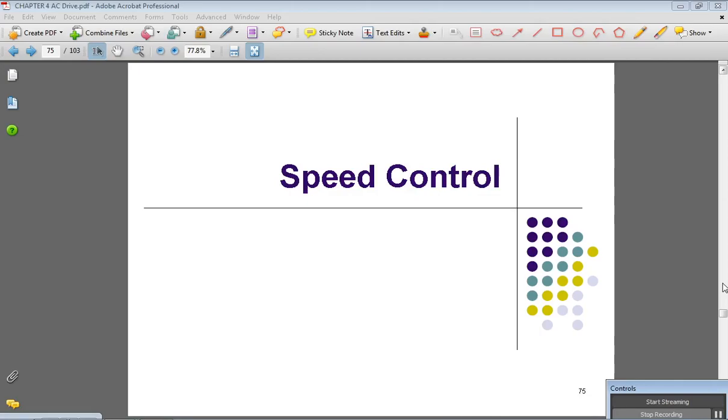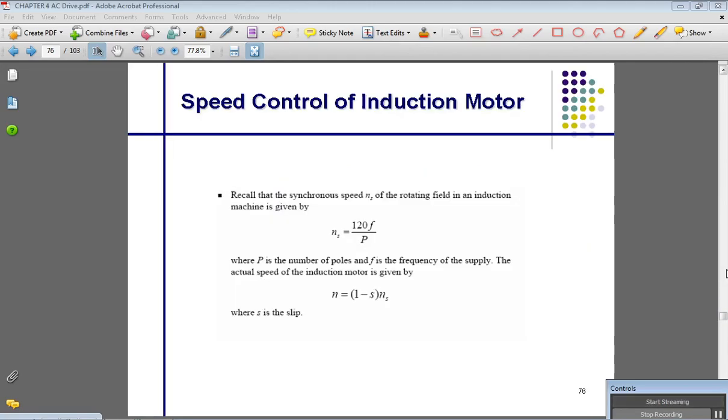So this is the main subchapter for this topic: speed control. It is important to control the speed of an induction motor because the induction motor itself is a constant speed machine. By having a proper speed control technique, we can have a wide range of speed, whether above normal or below normal speed. Speed control of induction motor.